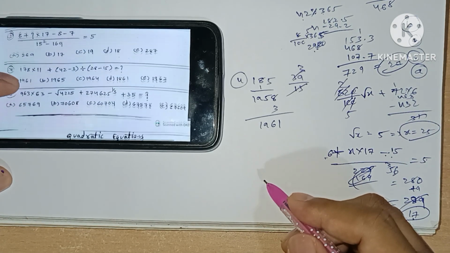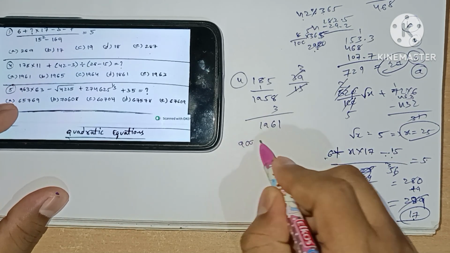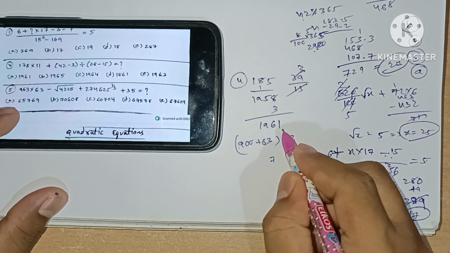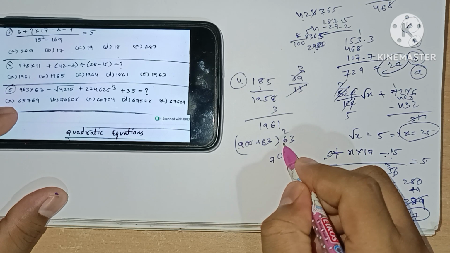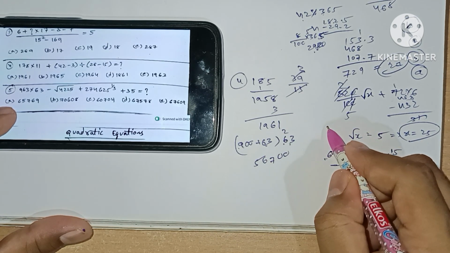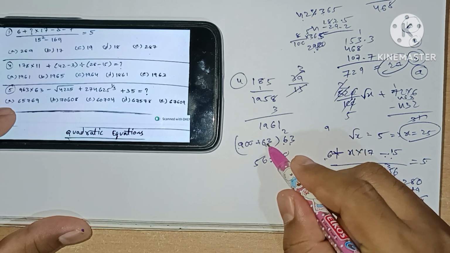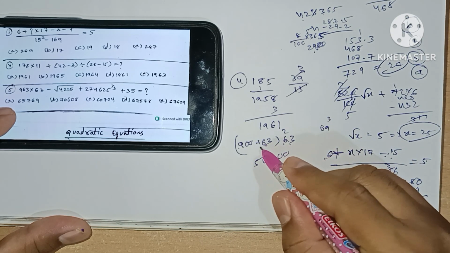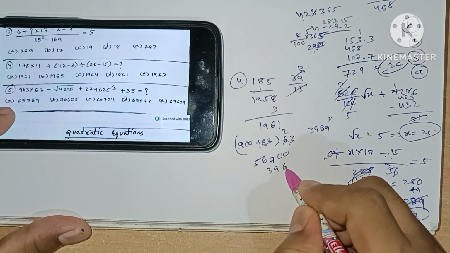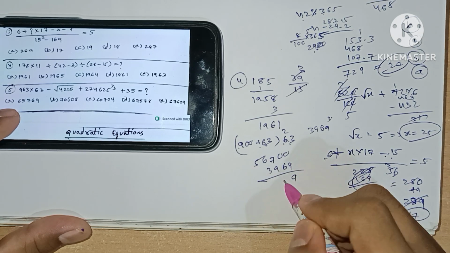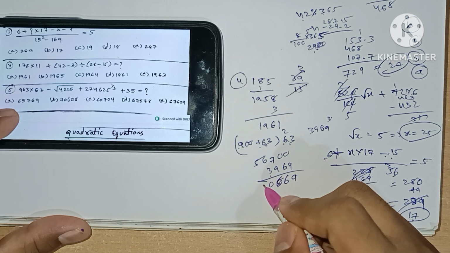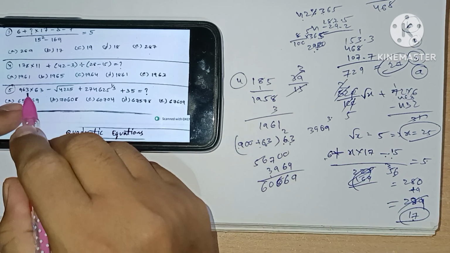Next, fifth question, 900 plus 63 into 63, 9 3 times 27, 9 6 times 54, 63 square which will be 3 square 9 and 3 6 times 36, 6 square 36 plus 3, 393, so 3969. Adding these two we get 669 for the first one.